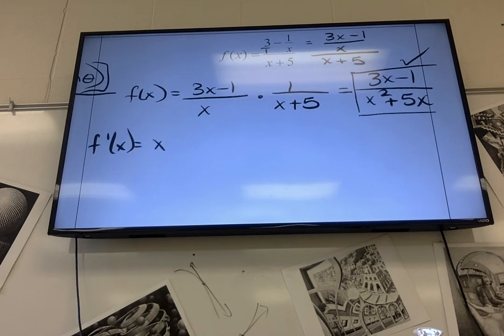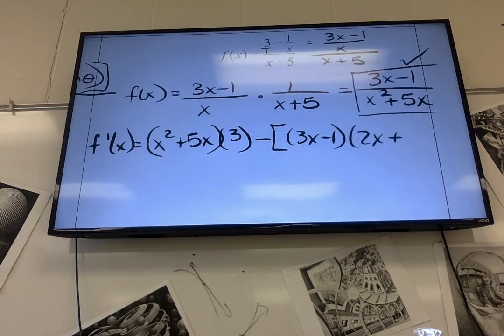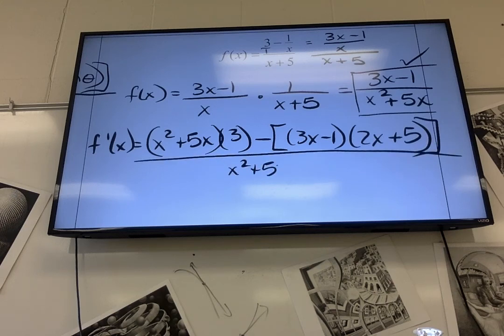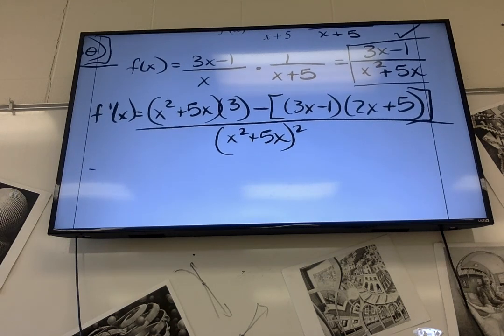So low d high minus high d low, square the bottom, and away we go. This is the quotient rule. Okay, and then we simplify a little.